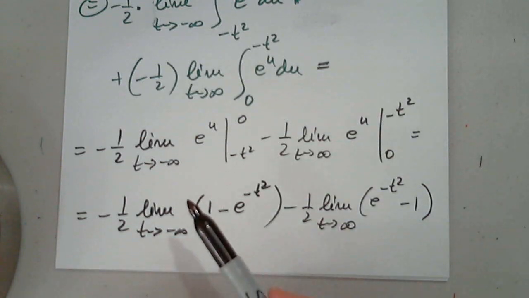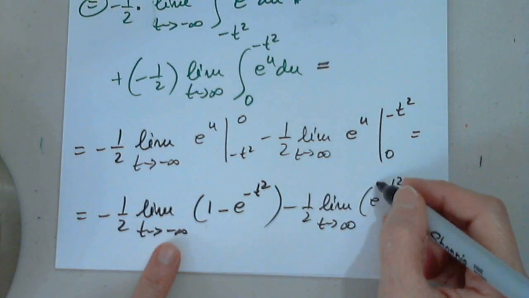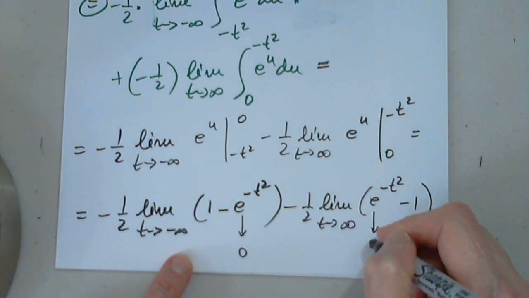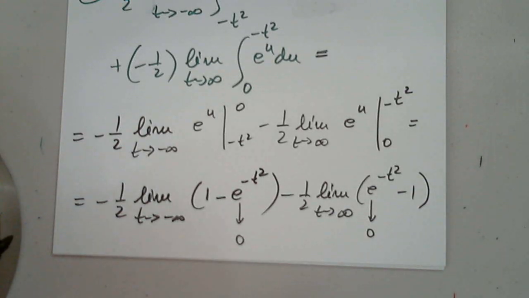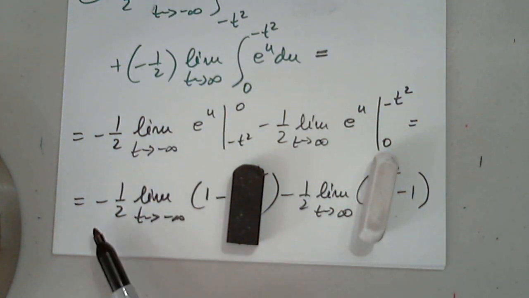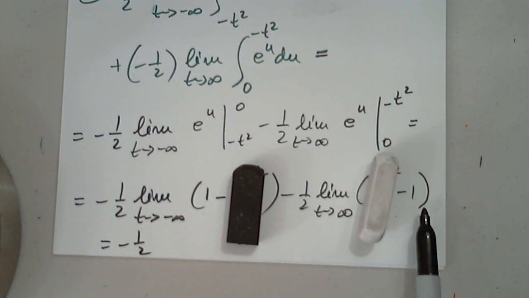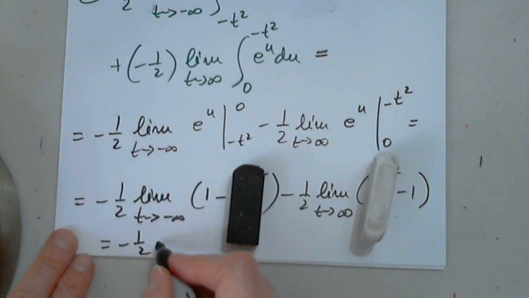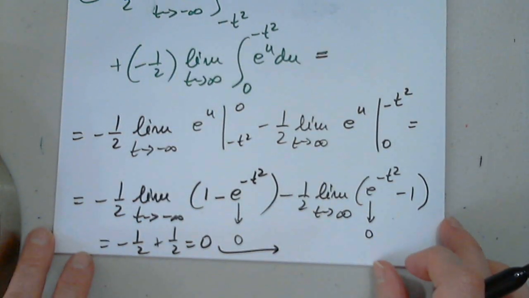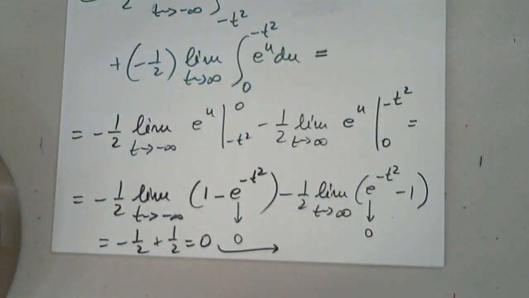Now, regardless of whether t is going to negative infinity or infinity, this quantity, negative t squared, still goes to negative infinity. So this will also always approach 0. So let's see what is left. If these are 0, we have negative 1/2 times the limit of 1, which is negative 1/2. Negative 1/2 times the limit of negative 1, which is negative 1 times negative 1/2, so it's positive 1/2. The answer is 0. Therefore, we conclude that this integral converges. So I'm going to write it on the next page.